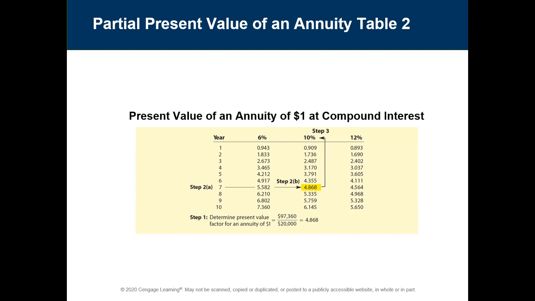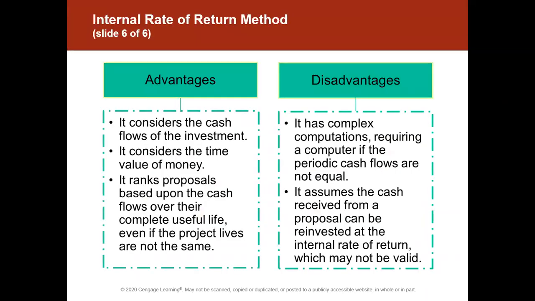It's even easier when you use the Excel function, equals IRR, internal rate of return, and again, I'll show you how to do that with the guided problem. What's the big advantage of this, to me, is that it does consider the time value of money, and it ranks proposals based upon their cash flows over the complete useful life, even if the project lives are not the same. That's a limitation of net present value. It's just hard to compare things in the same way. The downside is it's complex.